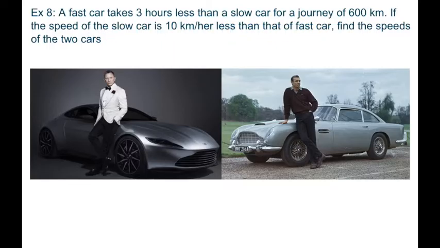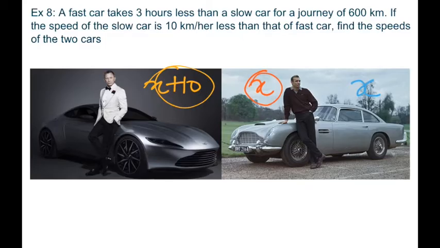Okay, let's say the speed of the slow car is x. Then the speed of the fast car is x plus 10, in kilometer per hour. Now let's use the other given condition.